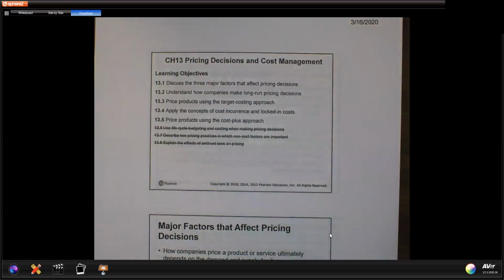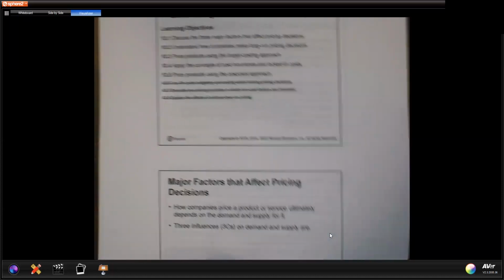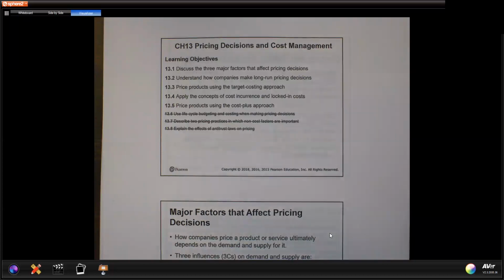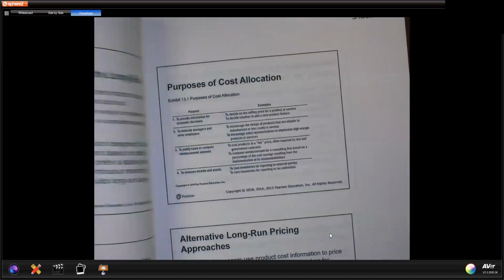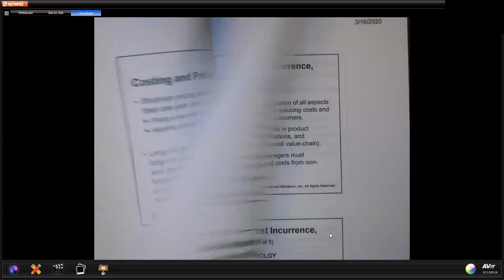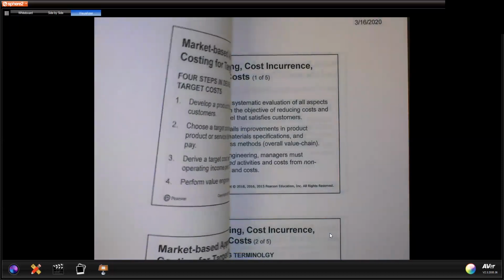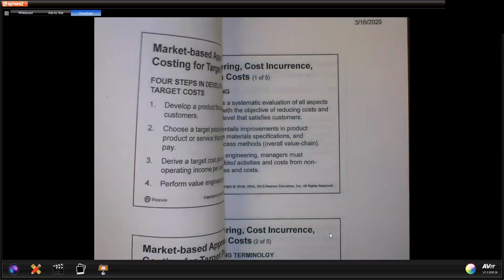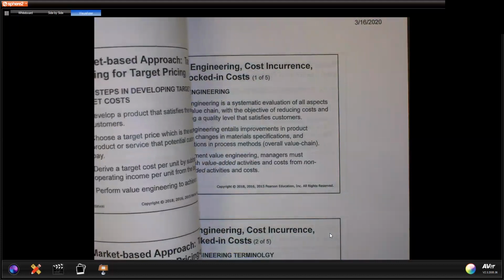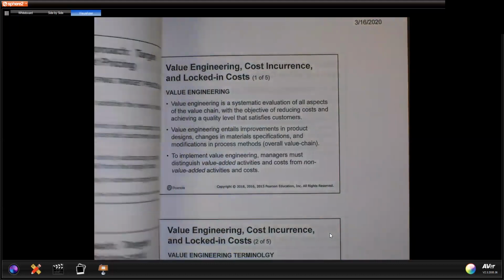A general idea: chapter 13 focuses on one thing, which is pricing. How do you find the price for your product? Make sure you know all the concepts in the slides, and then read the textbook if you have any time. The main thing for this chapter is we think about all the costs, right? We take all the costs, and then we also want to earn some money as the profit.